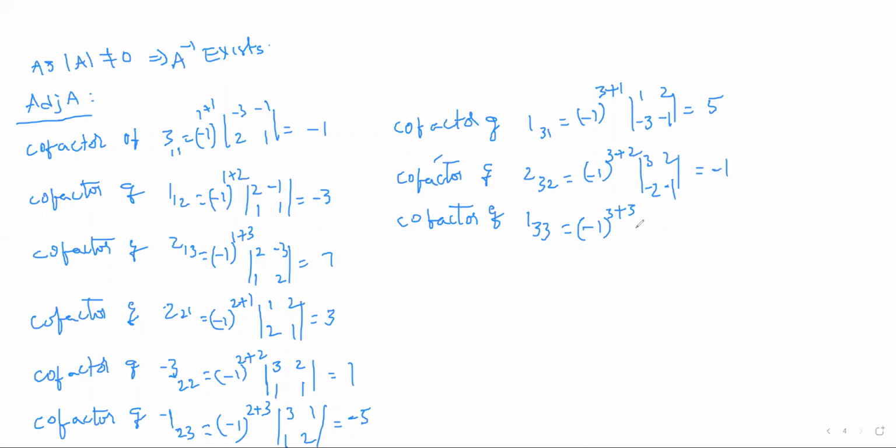Next, this one, 3 and 3 determinant of 3, 1, 3, 1, minus 2, minus 3, sir. So minus 1 whole power 6 means plus 1 only, minus 9 plus 2 is minus 7.